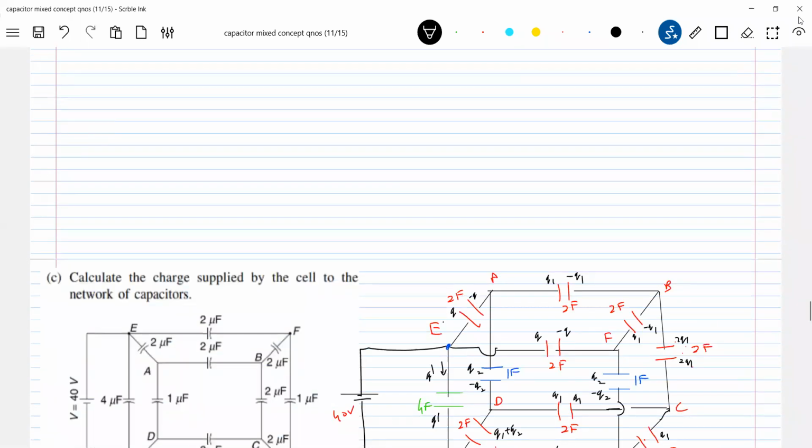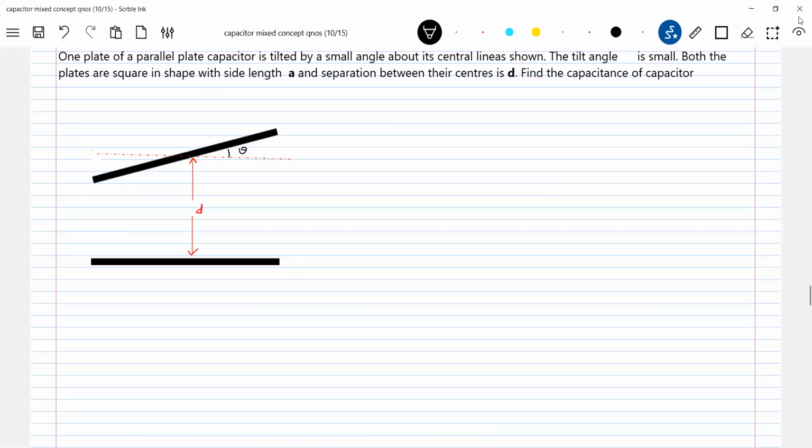Okay, let's take the other one. Yeah, this is like one of the plates is tilted. Different, again in parallel plate, the conditions he has brought. One of the plates is tilted. You have to calculate the capacitance of the capacitor.